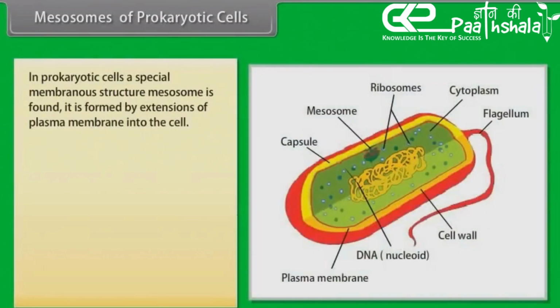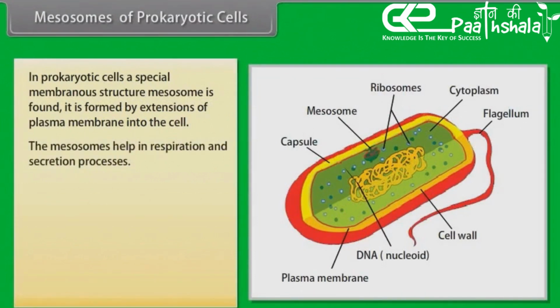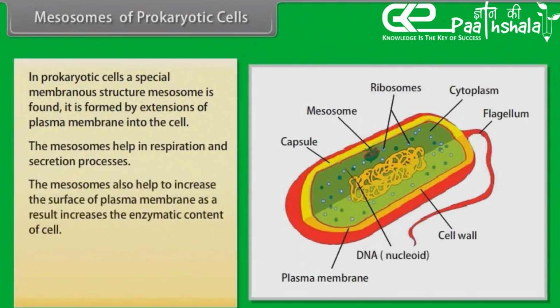In prokaryotic cells, a special membranous structure, the mesosome, is found. It is formed by extensions of the plasma membrane into the cell. The mesosomes help in respiration and secretion processes. The mesosomes also help to increase the surface of the plasma membrane. As a result, the enzymatic content of the cell increases.